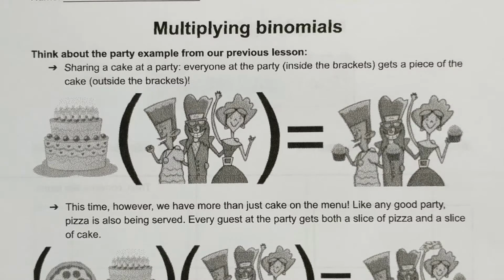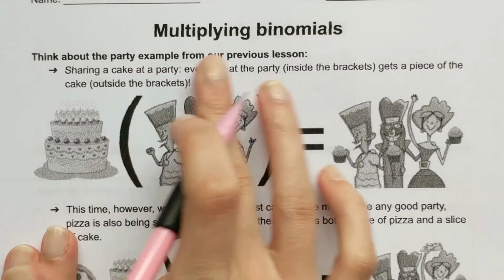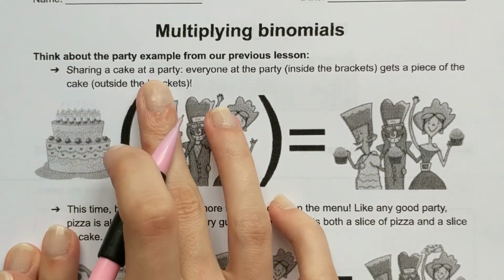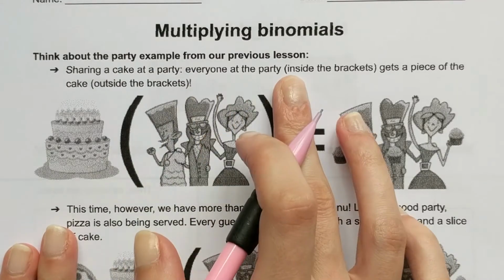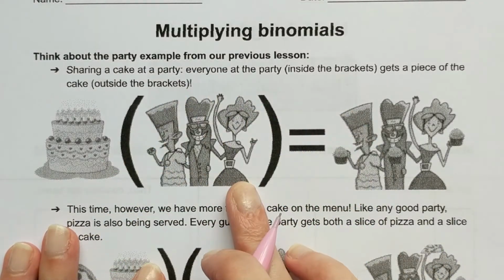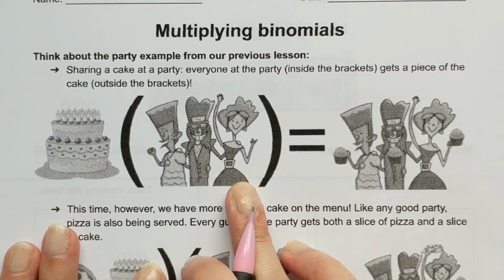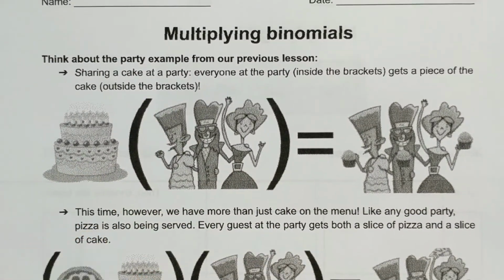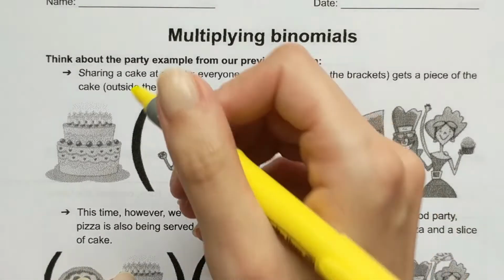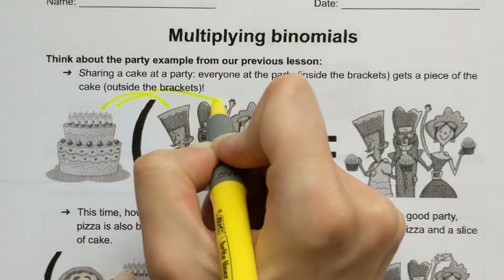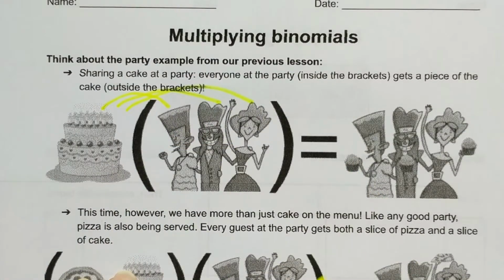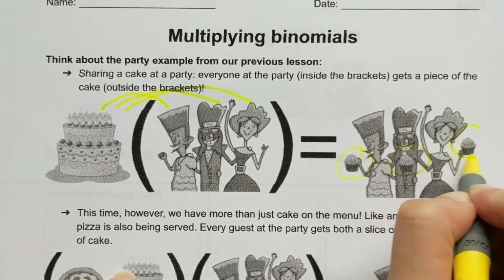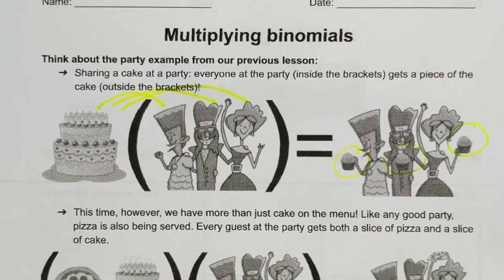Before we get started on the math side of things, I want to think about the previous example that we had about a party. So imagine you're sharing a cake at a party. Everyone at the party, who is inside the brackets here, wants to get a piece of the cake, which is what is outside the brackets. We recall that when we were sharing the cake, every single person inside the brackets got a piece of that cake. The cake was cut to share with the people. Everybody had their own slice.